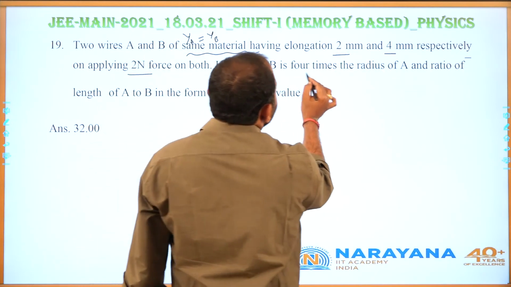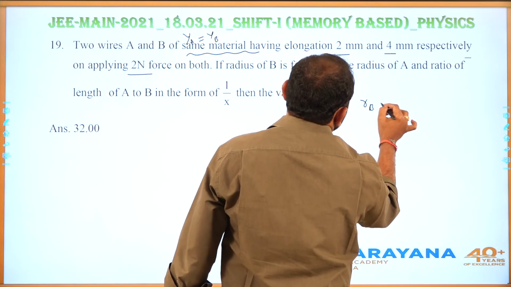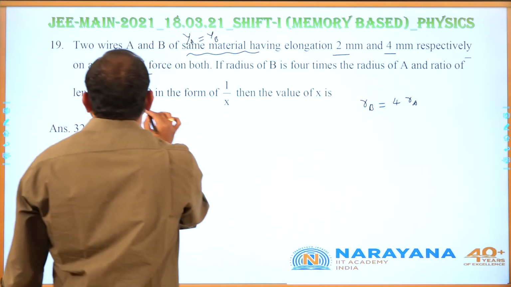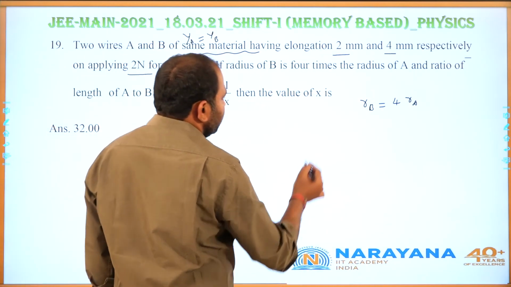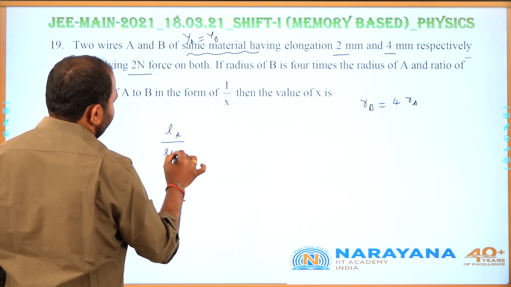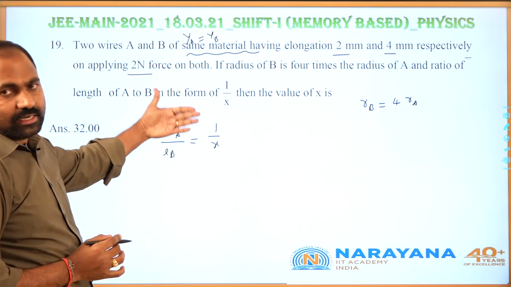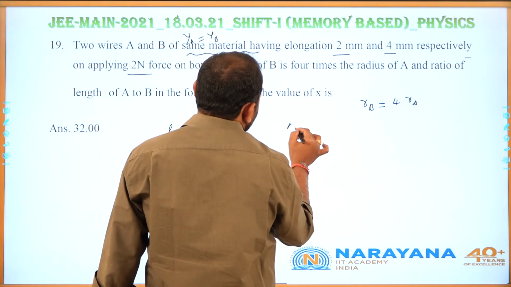If the radius of B is 4 times the radius of A, and the ratio of length of A to B is in the form of 1 by x. He is asking the ratio of length of A to length of B as 1 by x, and we need to calculate the value of x. Let us write the general expression for elongation.